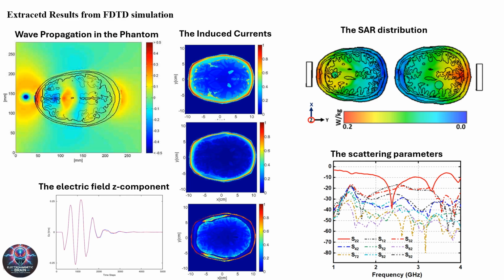The input power to the antenna is 1 mW, with only one antenna acting as the transmitter at any given time. The SAR must comply with the IEEE public radiation exposure limit of 1.6 W per kilogram. Additionally, the slide presents sample scattering parameters, including reflection loss and transmission loss. These parameters are vital for the inverse scattering algorithm used in brain image reconstruction, which will be discussed in detail in the subsequent playlist on inverse electromagnetic problems.